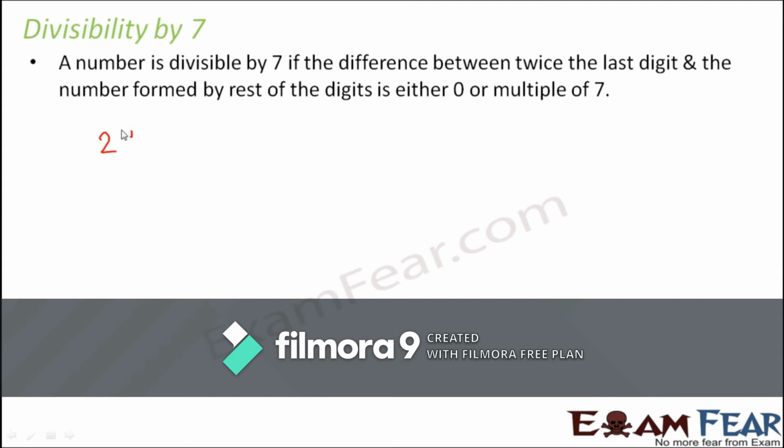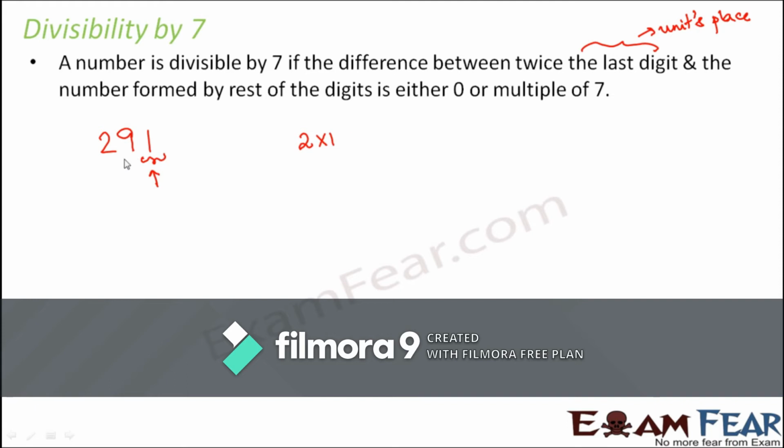Let's take one example to understand this. Let us suppose we take the example of the number 291. So what we need to do in this case is find the difference between twice the last digit. So which is the last digit? The digit at its units place is the last digit. So basically when we say last digit, I am talking about the digit at the units place or ones place. So twice this digit, that is basically 2 into 1.